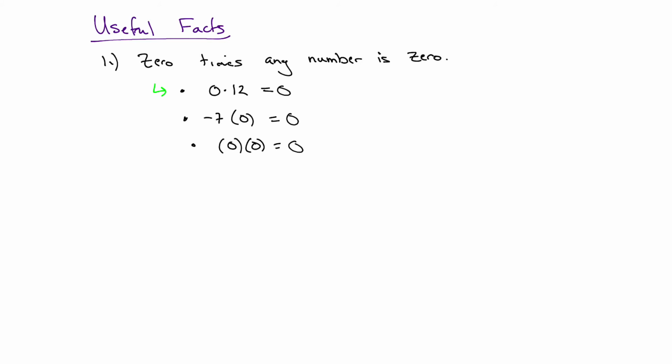So that's the first useful fact. The second useful fact is that 1 times any number is itself.